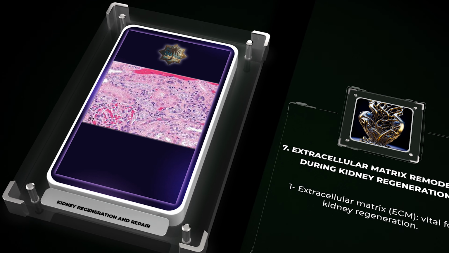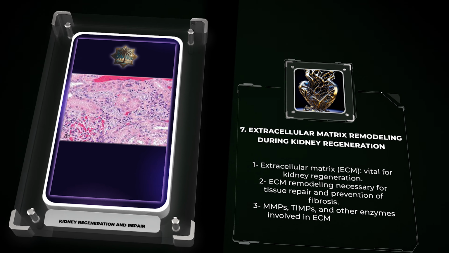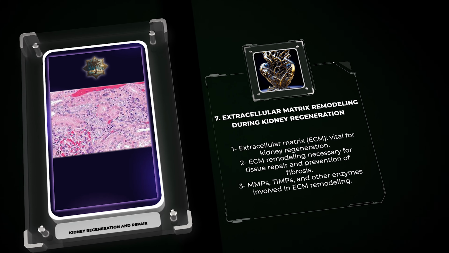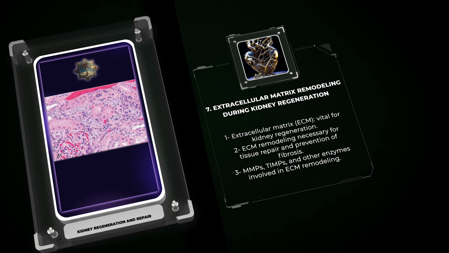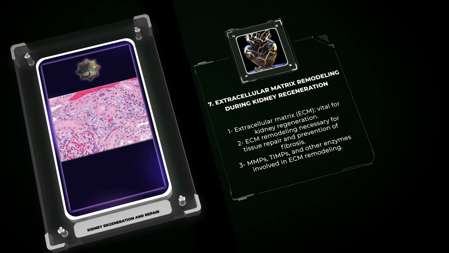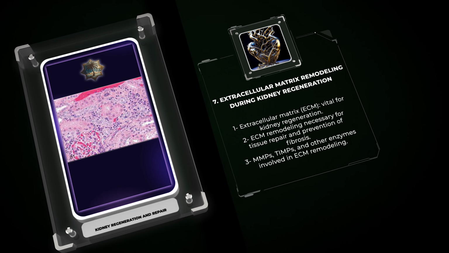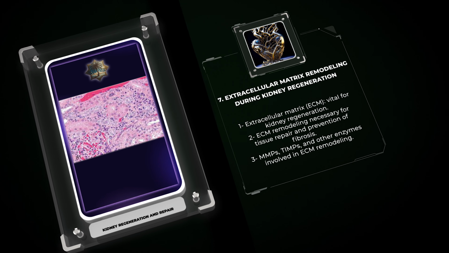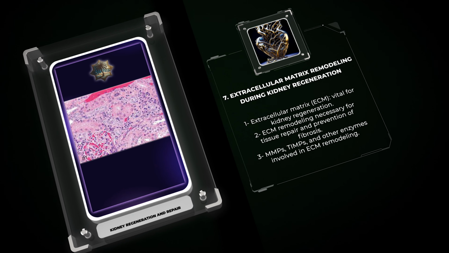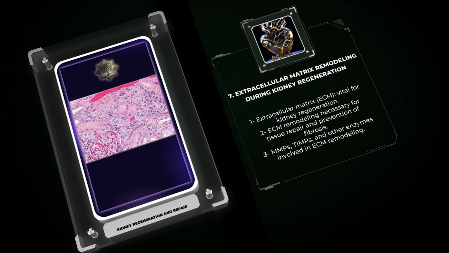After injury, damaged ECM is broken down and new ECM is synthesized. MMPs, TIMPs, and other enzymes are involved in this process. Proper regulation is necessary for tissue repair and prevention of fibrosis. Insights into ECM remodeling can aid in developing treatments for efficient kidney regeneration.